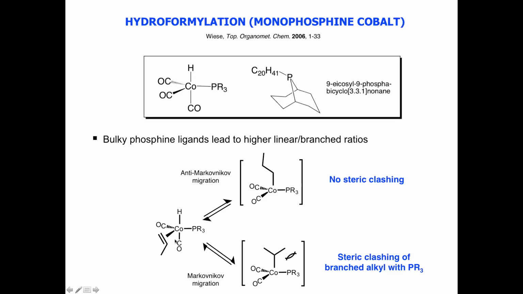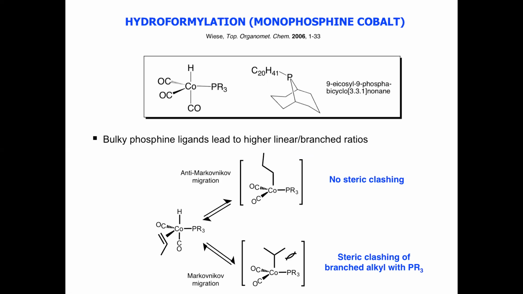The reason that this bulky phosphine is going to push us more towards the linear aldehydes is because in this regioselectivity determining hydride migration step, you can imagine what these two alkyl complexes look like. If we get hydride migration that gives us the terminal alkyl ligand, this is going to allow us to orient the alkyl ligand away from this bulky phosphorus. But if hydride migrates to give us the branched alkyl ligand, this is going to result in some steric clashing here between the branched alkyl and the phosphorus. And that's going to then really push the equilibrium for this step back towards the hydride and really make us favor this, what I'm calling here, anti-Markovnikov migration, which just gives us the terminal alkyl ligand and is going to give us the linear aldehyde.